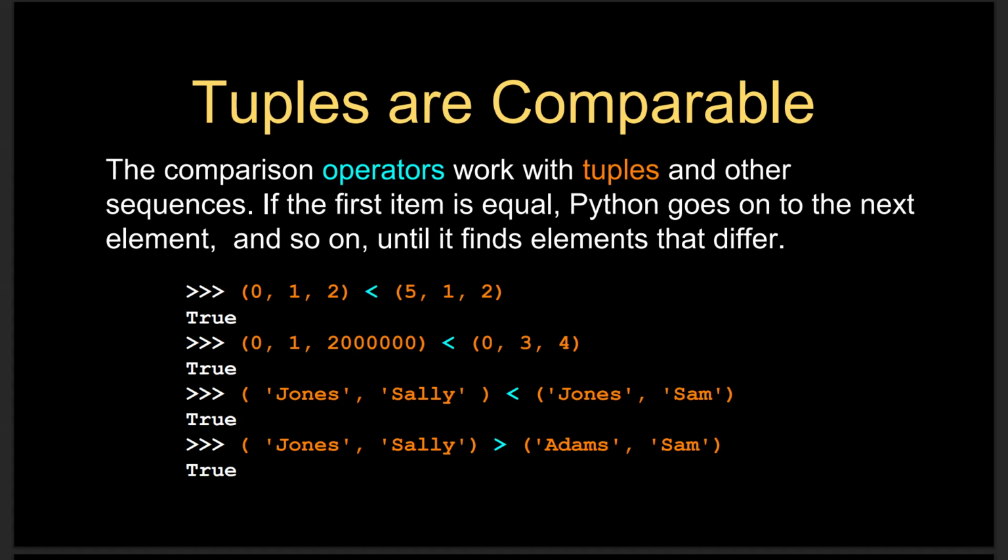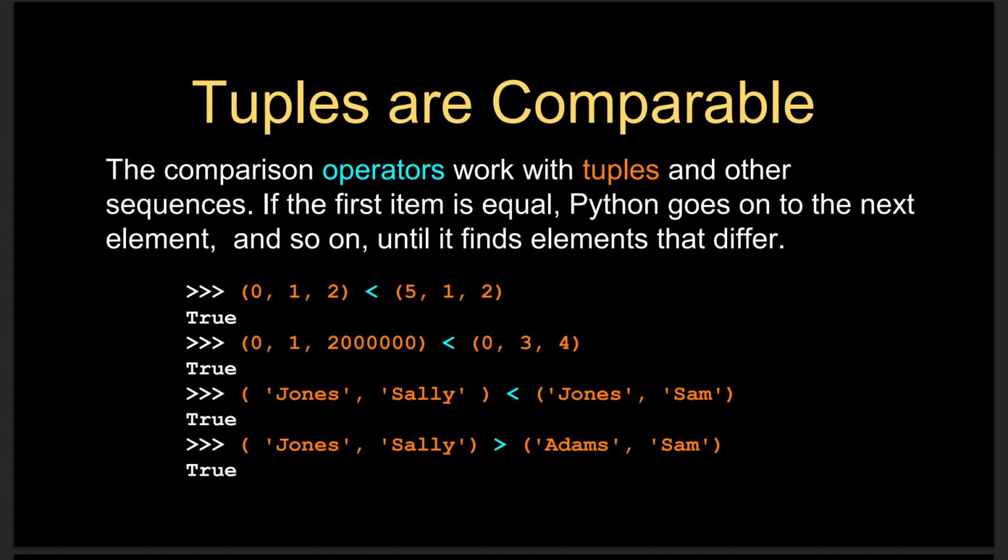Next example, say (0, 1, 2000000) and (0, 3, 4). So here 0 is compared with the right side tuple. 0 is less than 0.